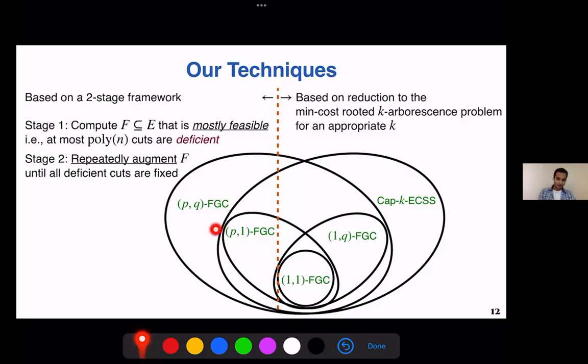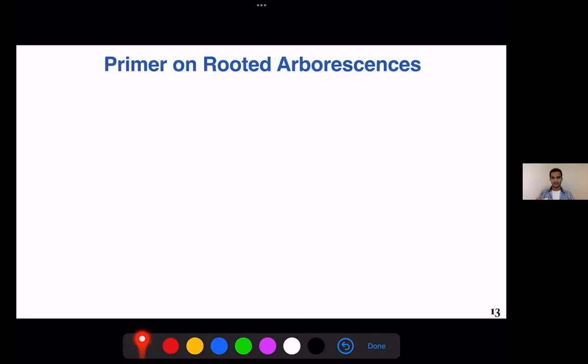On the other hand, for P,1 FGC and P,Q FGC, we'll give a 2-stage algorithm, where in the first stage, we'll compute a partial solution F that is mostly feasible. That is, there are at most polynomially many cuts that are deficient. In the second stage, we will repeatedly augment F until all deficient cuts are fixed. We'll now give the technical details of these algorithms.